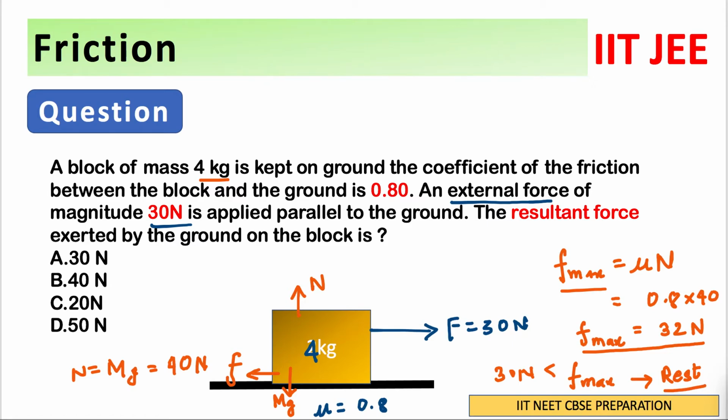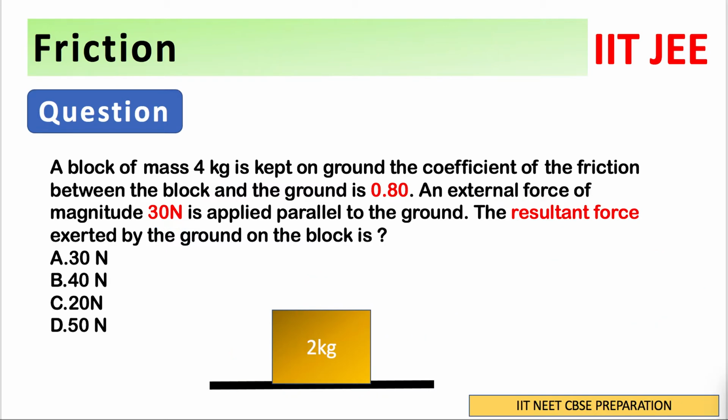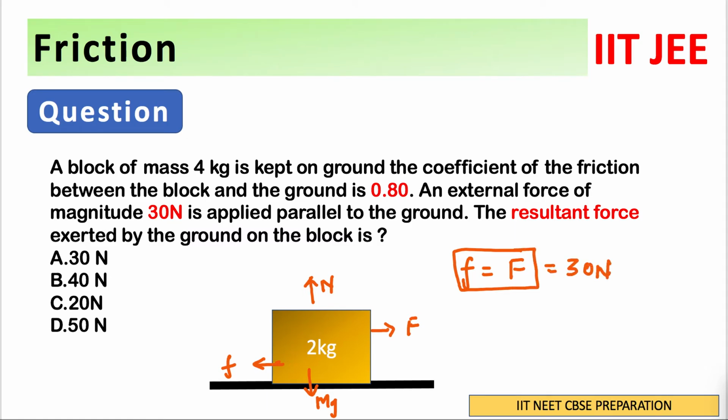So what is the actual frictional force that is acting? Because friction, we know, is a self-adjusting force. So the friction force will be equal to F only. So F was acting here, frictional force was acting here, and you had normal reaction in this direction and mg in this direction. These were the forces. In our case, the frictional force will be equal to 30 Newton. So we have found out the frictional force, and now see what they are asking.